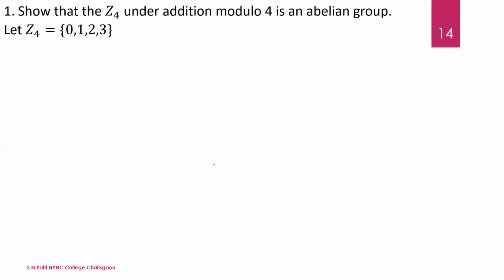show that the set Z4 under addition modulo 4 is an abelian group. Okay, now these are the congruence classes. So let us first write the elements of Z4. Okay, the elements of Z4 are 0, 1, 2, 3. So these are the elements of Z4. So let us first prepare the composition table.